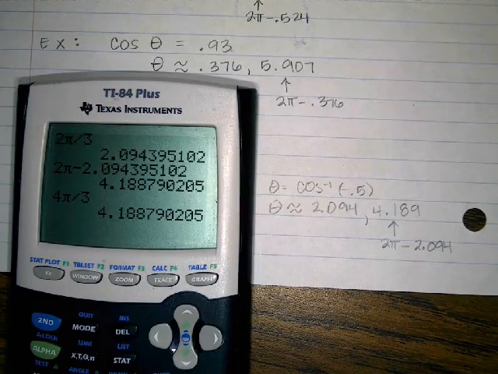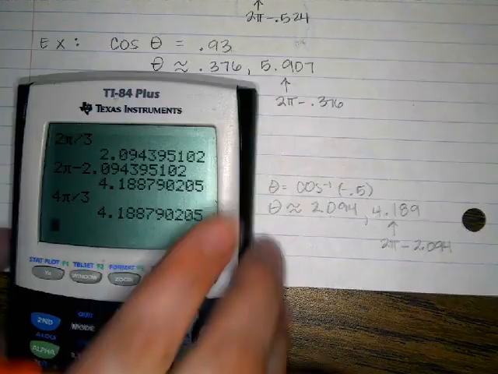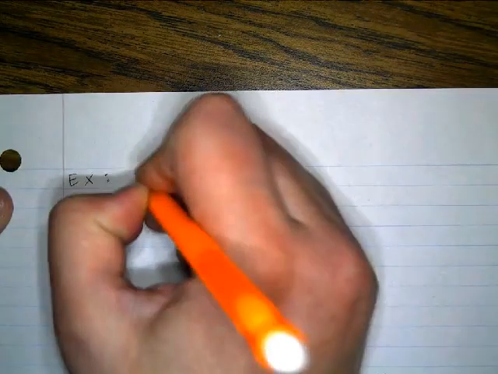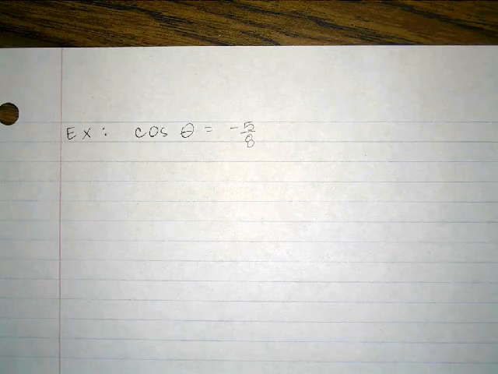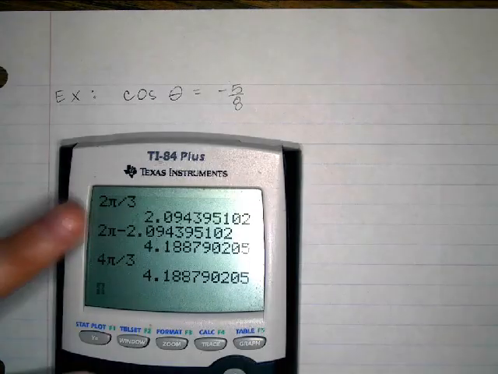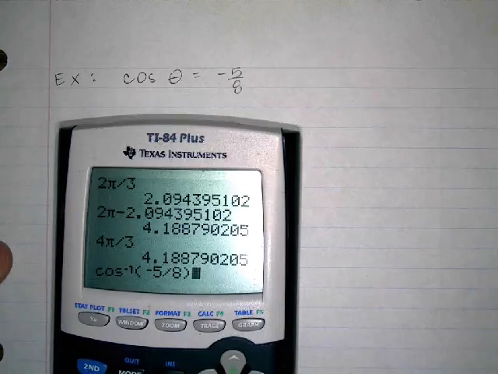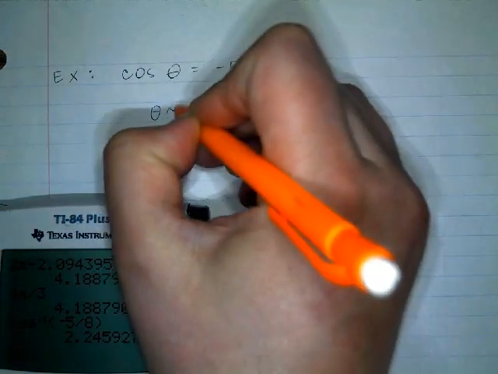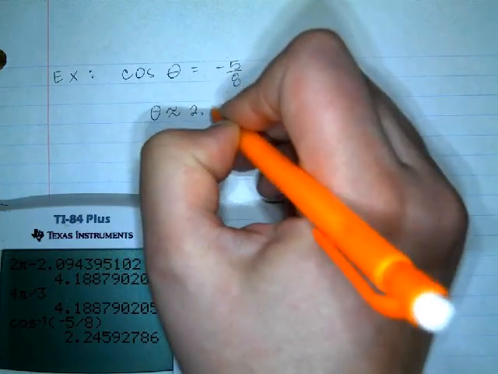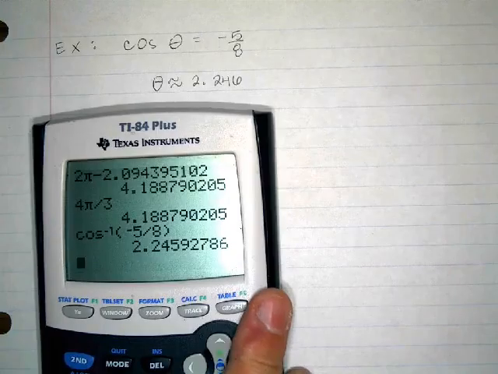So let's do 5/8. I'm giving you a fraction, but does that change anything if it's a fraction? No, it's still like a decimal. It's just written in fraction form. Okay, so what should I do? Cos inverse of 5/8. Okay, so there is my first theta. My first radian measurement, so I got 2.246, okay? And how am I going to find the second one? 2 pi minus the one I just got, 4.037.